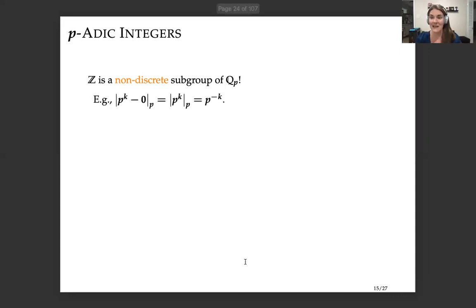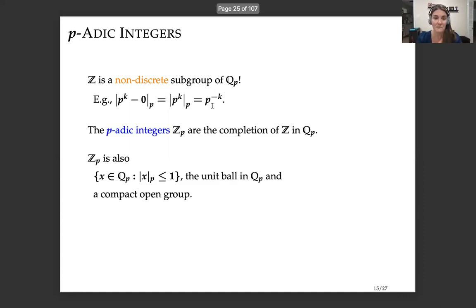An easy way to see that is if we look at the p-adic valuation, so this would be the distance between p to the k and 0, well, that's going to be p to the -k. So there are integers that get infinitesimally close to 0. In fact, there are numbers that get infinitesimally close to all these different numbers. So Z is not discrete. So one group that we care a lot about is the p-adic integers, which is the completion of Z in Q_p. It kind of breaks your head because you're so used to thinking of the integers as being discrete. So the completion should just be themselves, but they aren't discrete in this new setting. And so we have these p-adic integers.